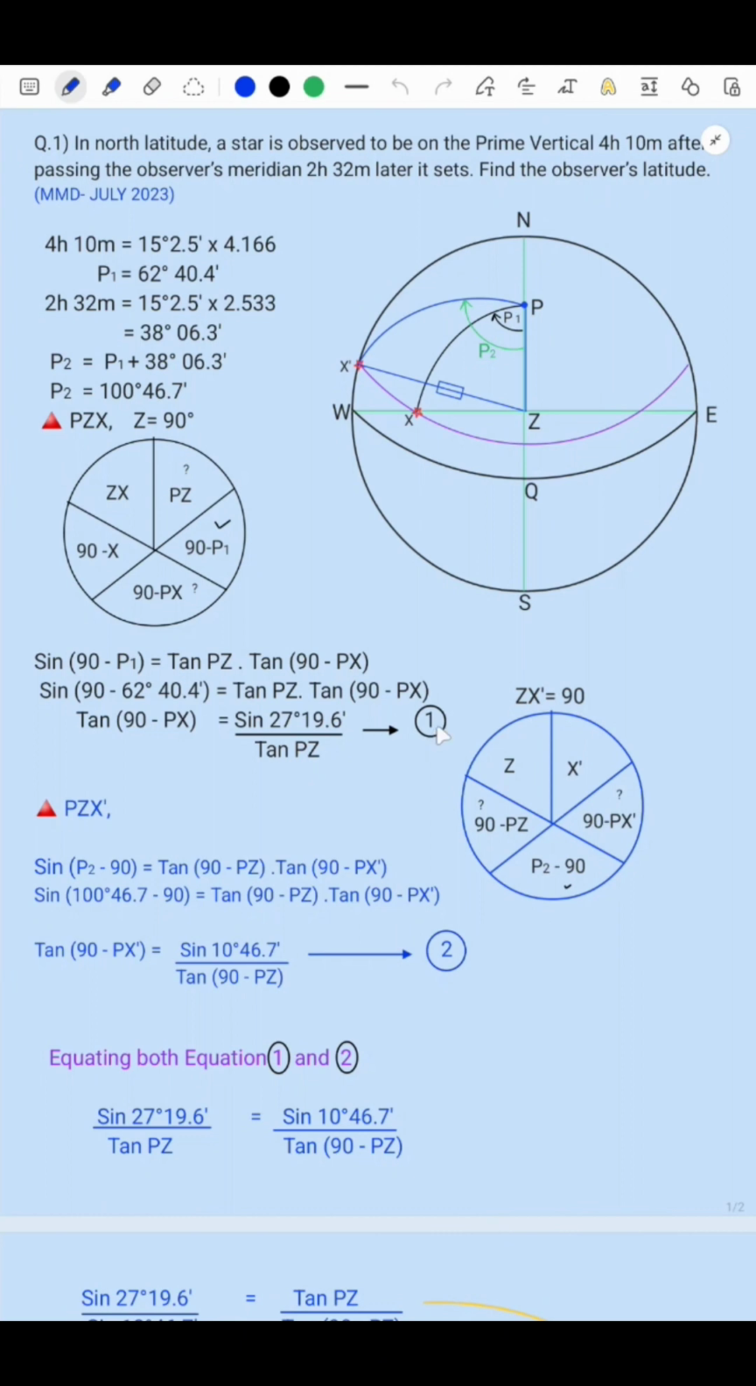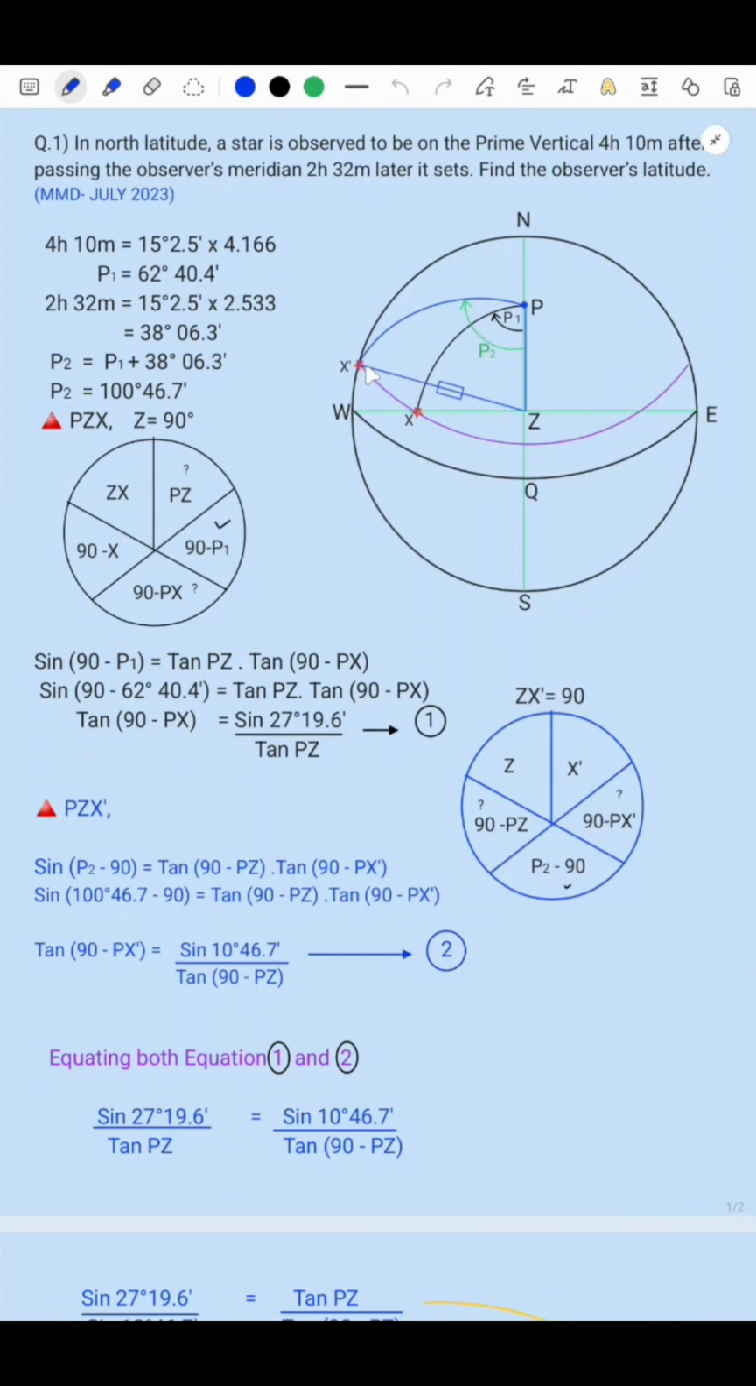Now coming to the triangle PZX dash, this blue triangle. ZX is equal to 90 degree, this side is 90 degree. In triangle PZX dash, angle Z is here. I have written angle X here. So 90 degree minus PX, and P2 minus 90.